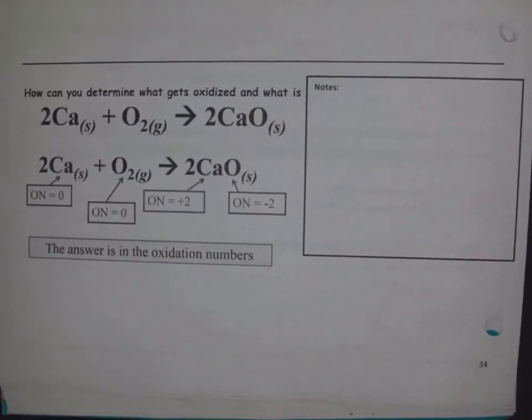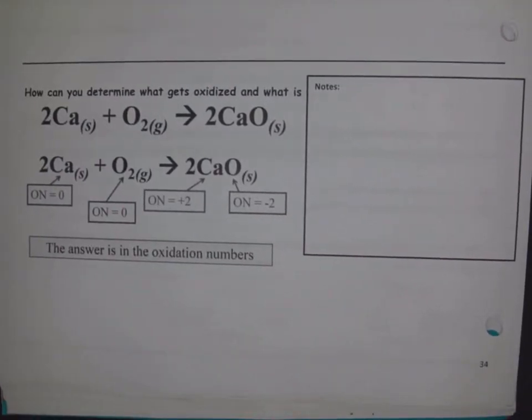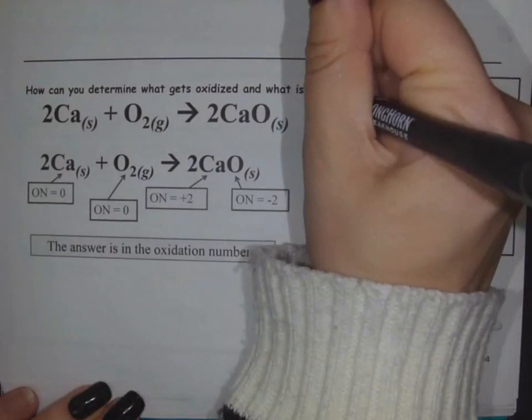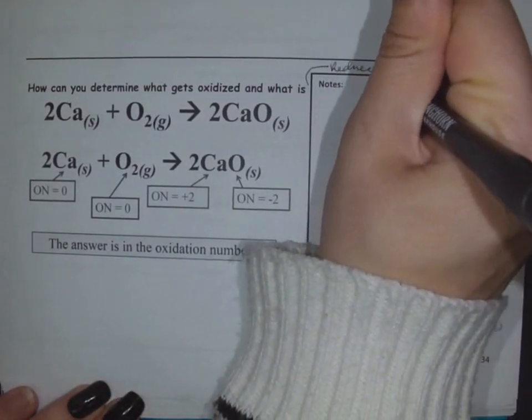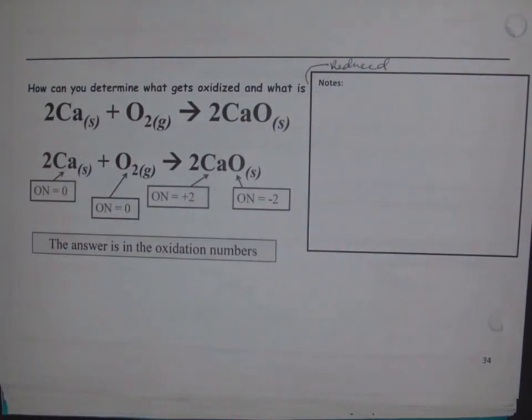How can you determine what gets oxidized and what is reduced? The word after that is supposed to be reduced. Okay. What we're saying is, how do we know when something is gaining electrons or losing electrons? And there's this really silly way of remembering this.